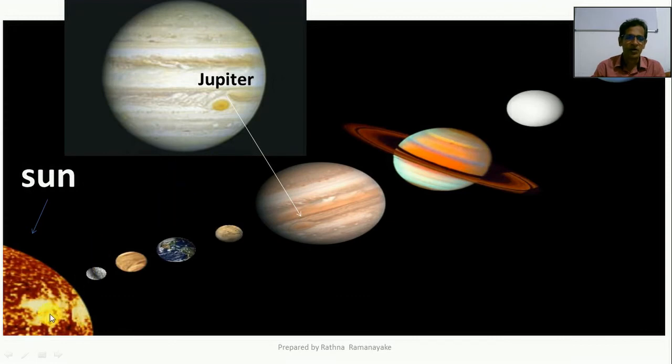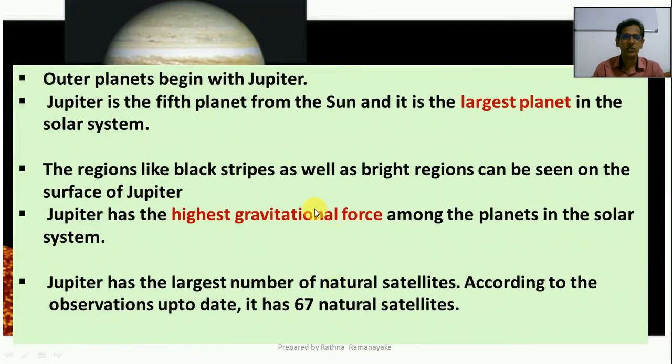Okay, now let's talk about the giant of the solar system, Jupiter, right? Jupiter is the largest member in the solar system. Outer planets begin with Jupiter. Jupiter is the fifth planet from the sun and it is the largest planet in the solar system.